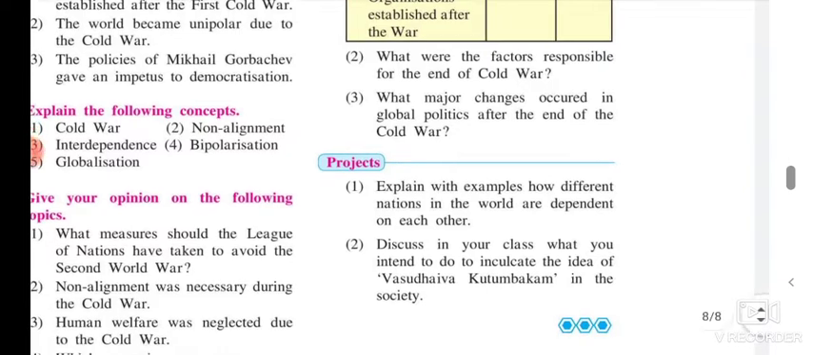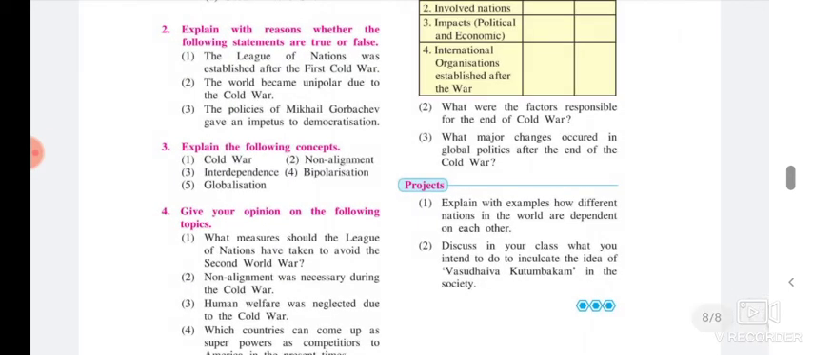And lastly, we have an activity here. Explain with examples how different nations in the world are dependent on each other. The second one, discuss in your class what you intend to do to inculcate the idea of Vasudhaiva Kutumbakam in society. Thank you.